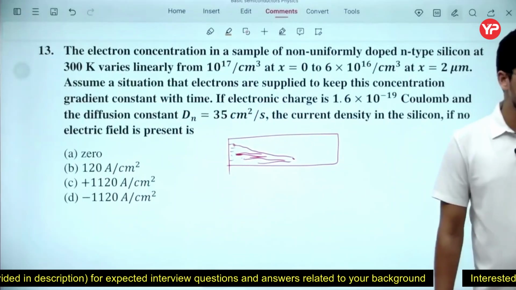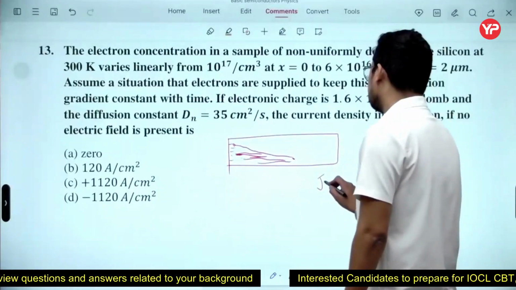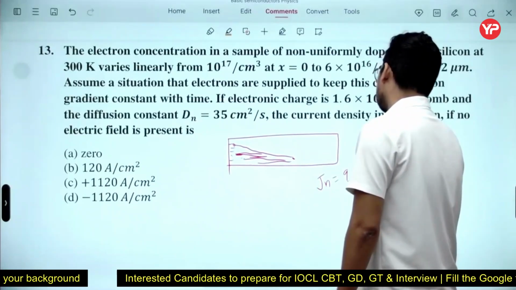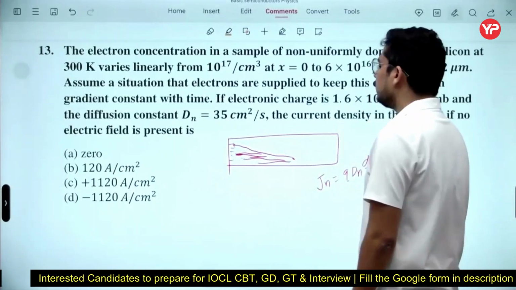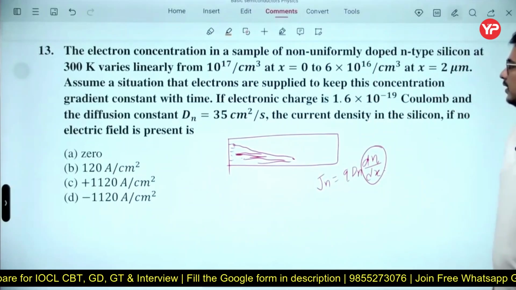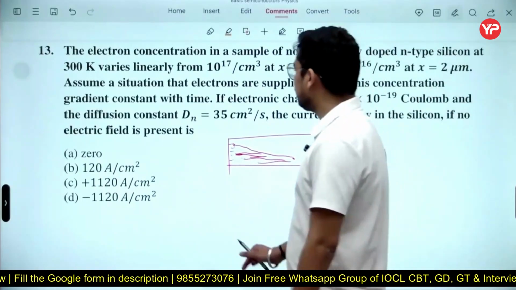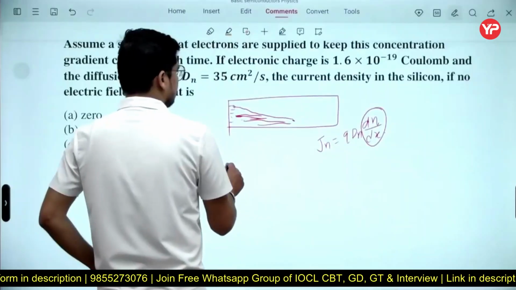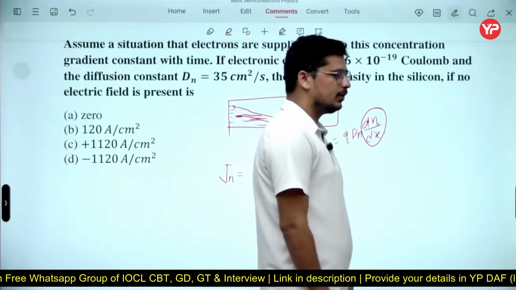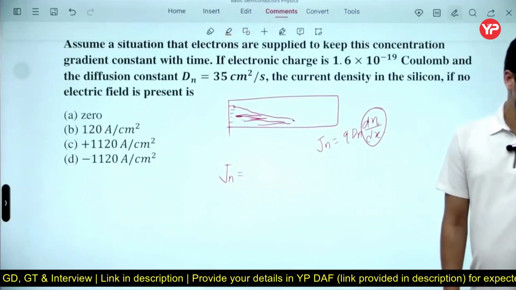That current is generally known as diffusion current, and the diffusion current due to electrons is given by what? Q times Dn times dn over dx. This dn over dx represents the concentration gradient. Dn represents the diffusion constant. Now we will try to find this current. So that current Jn is equal to, how much is the charge on one electron? Can anyone let me know? Yes, charge on one electron.